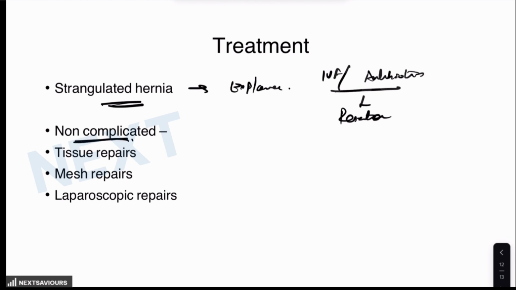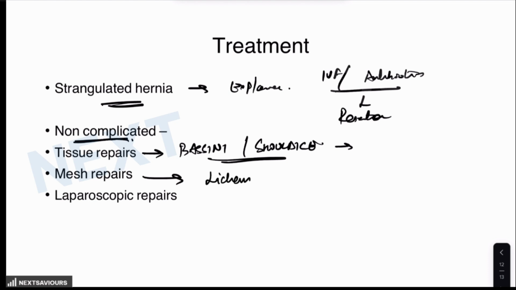In non-complicated hernias, that is reducible hernias, we have three options: tissue repairs, which is Bassini repair or the Shouldice repair. These repairs are usually not done nowadays because they used to have a higher rate of recurrence. Nowadays, mesh repairs are usually done, and Lichtenstein tension free mesh repair is the treatment of choice for most cases.